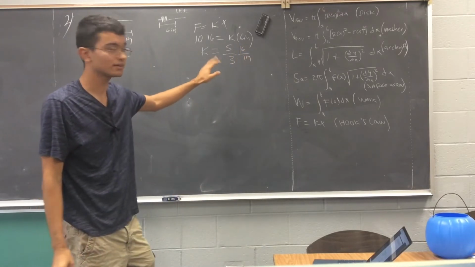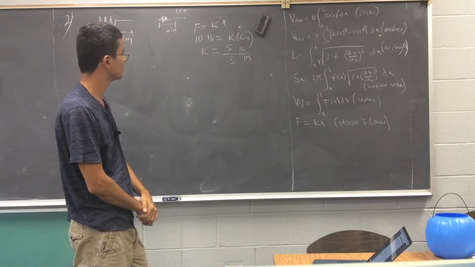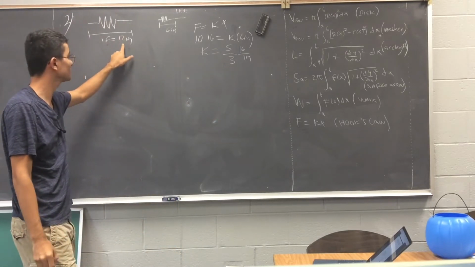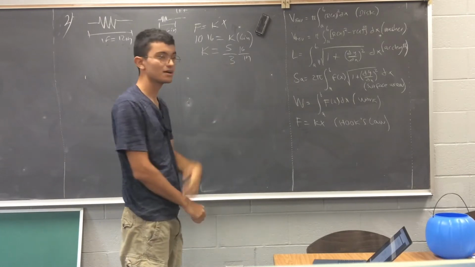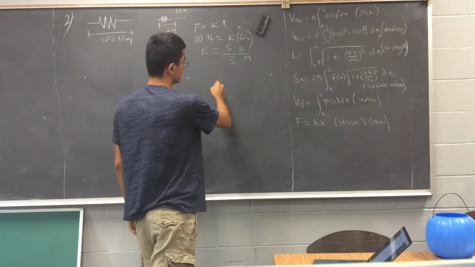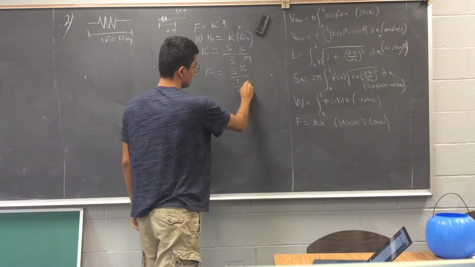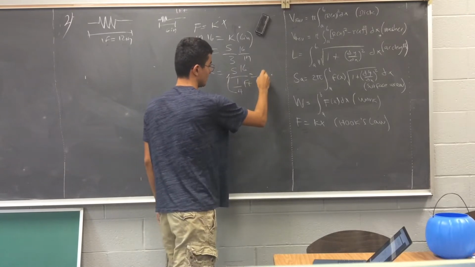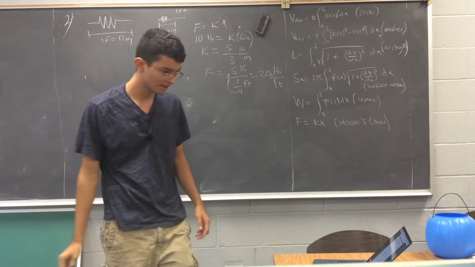But we want that constant in terms of pounds per foot, right? So how do we do that? Well, if 1 foot is 12 inches, then how many feet are 3 inches? That's 1/4 of a foot. So k equals 5 pounds over 1/4 of a foot. If we just bring that up, that gives us 20 pounds per foot. So that's going to be the constant k.